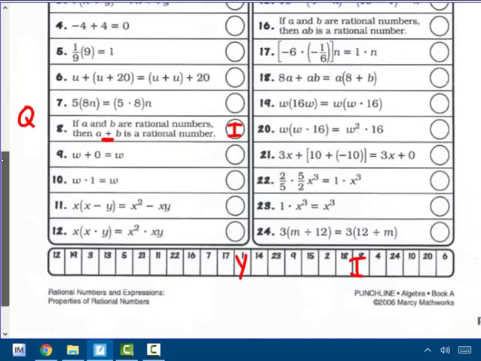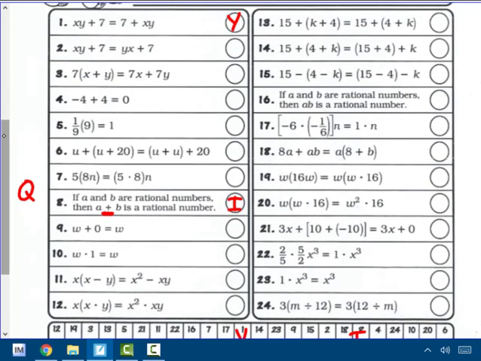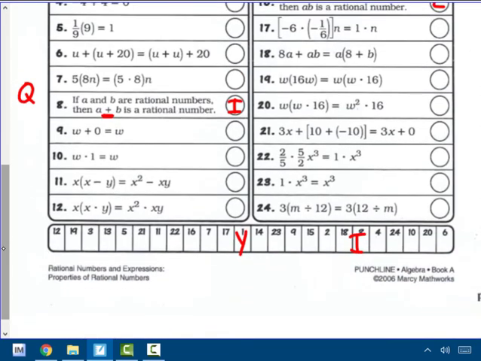And it kind of looks like number 8. If A and B are rational numbers, a rational times a rational number will always give you a rational number. Yes, that's true. That's closure. That's the multiplication closure property. That's L. So in this example, number 16 is the letter L.